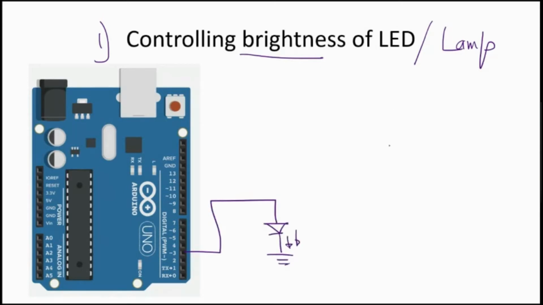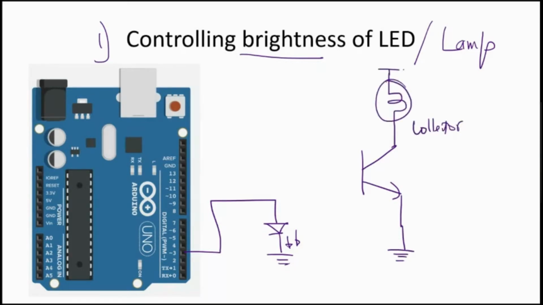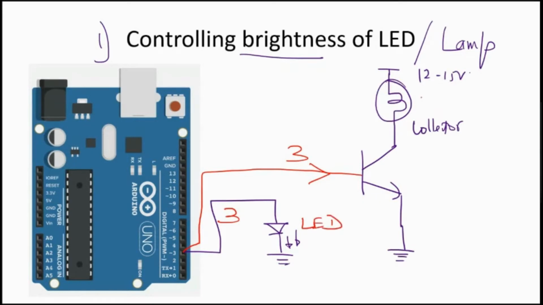If you are using a high voltage lamp, then we may have to use a transistor. I use a transistor, and the emitter I connect to ground. I connect the lamp in the load circuit. This is my collector, and from the load I connect the lamp. I connect the load voltage of 12 volt to 15 volt here. On the base side, I connect the third pin. This is connected to pin number 3. So this is a small LED, and this is a small lamp.